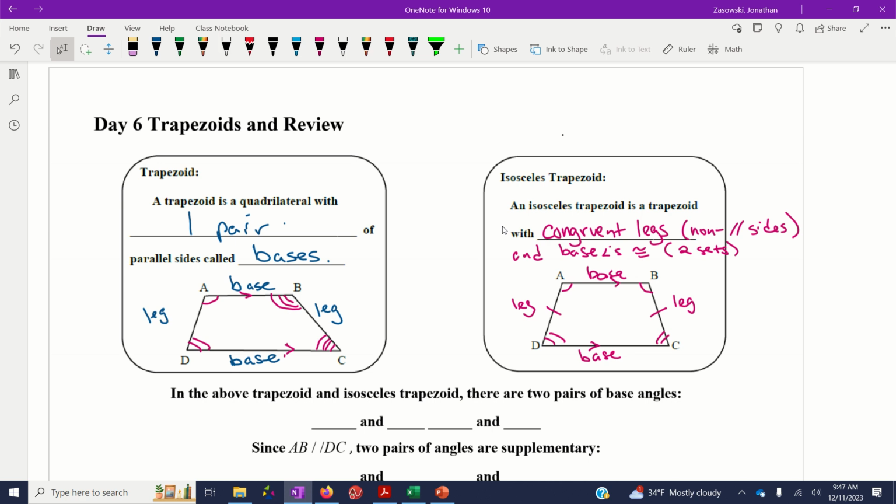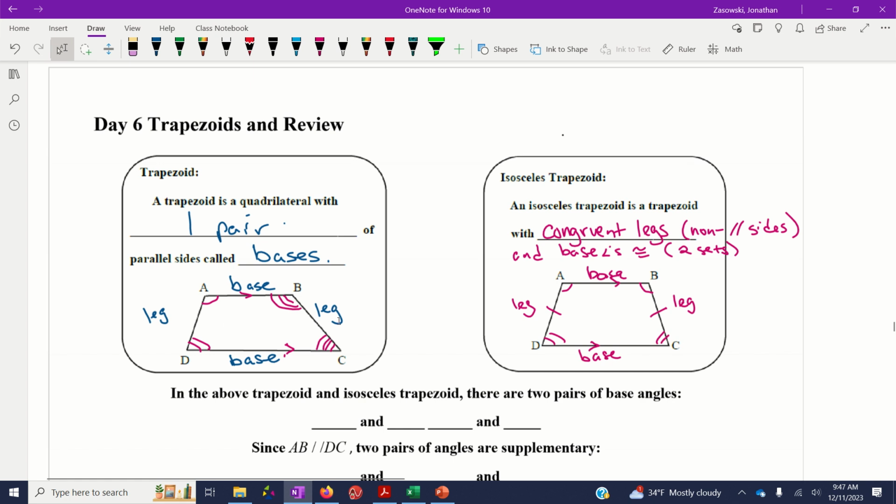All right, we're taking a look at day 6 today, which is trapezoids in review. So we went through this stuff in class, and I'm just doing a little recap in case you were absent today. So for starters, a trapezoid is a quadrilateral, a four-sided figure, and it's got two parallel sides. Just one pair of sides parallel. Those two sides are called the bases. And then the other two sides, which are non-parallel, are called the legs.